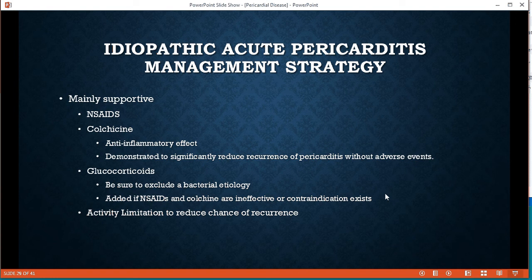Okay, and it talks here about activity limitations. This is not that they do bed rest, but you certainly don't want extraneous or strenuous activities. And so you want to limit some of that activity as you treat them through the pericarditis to prevent recurrence.